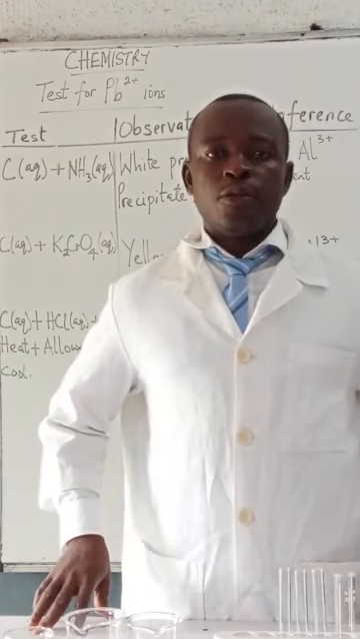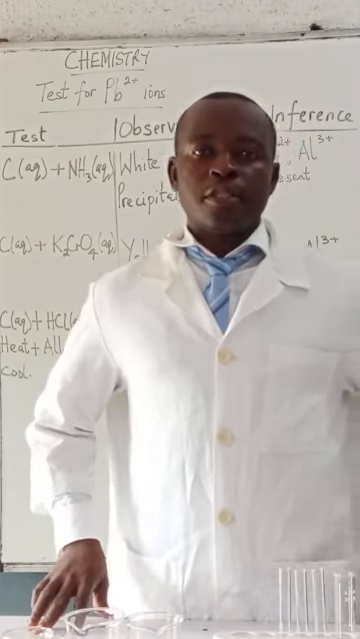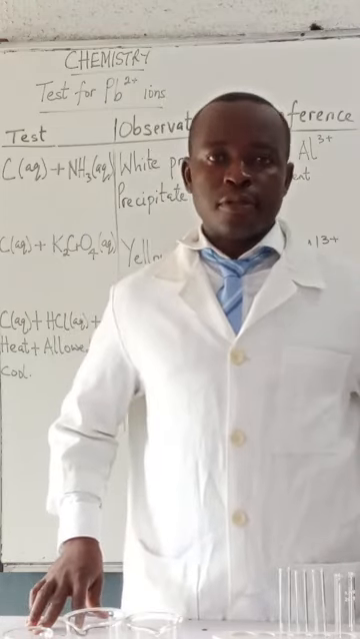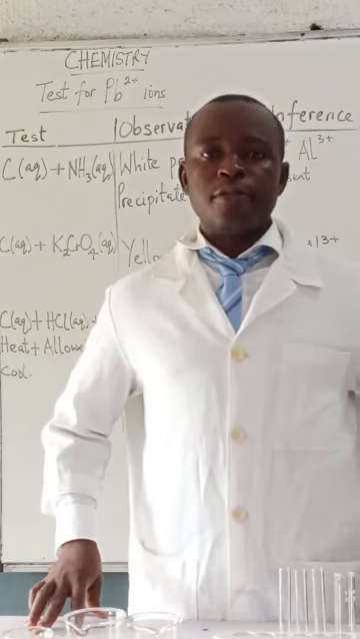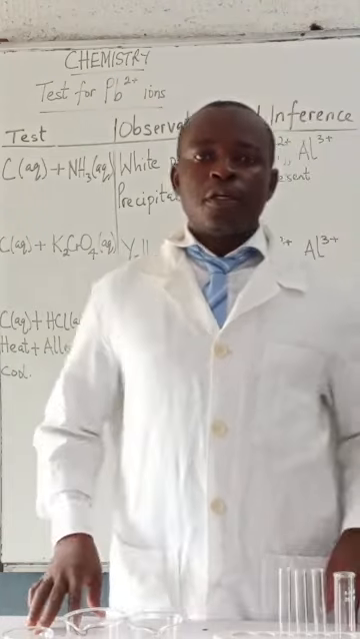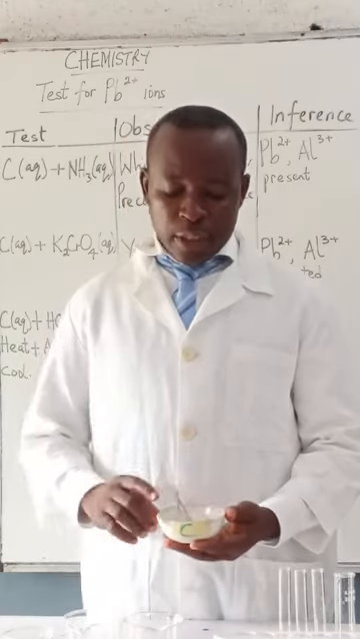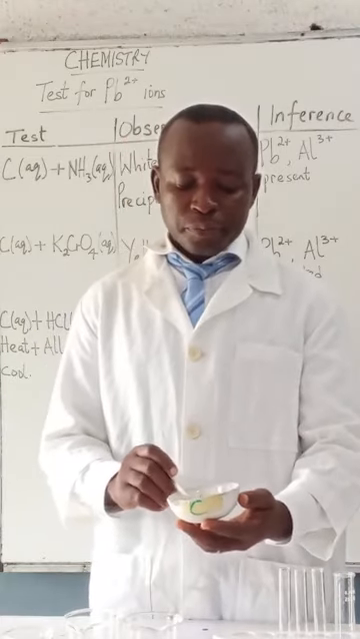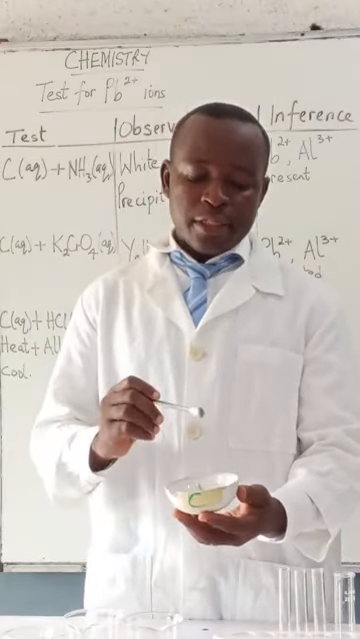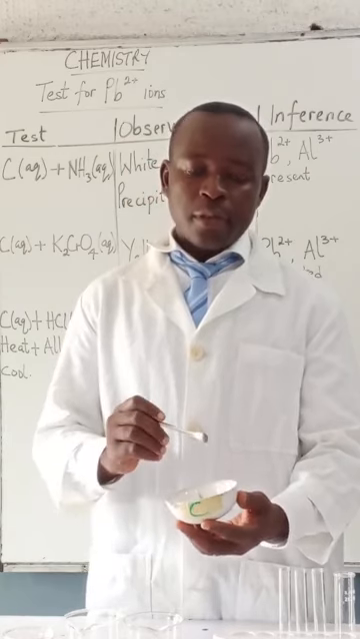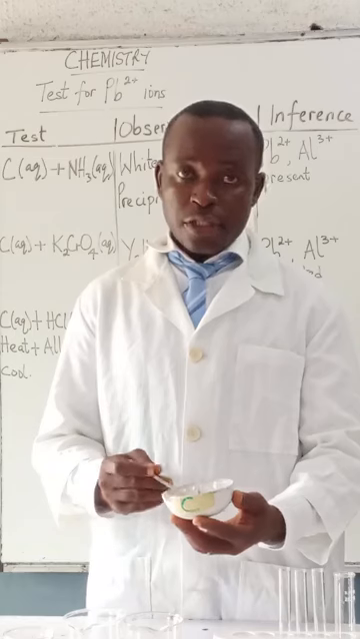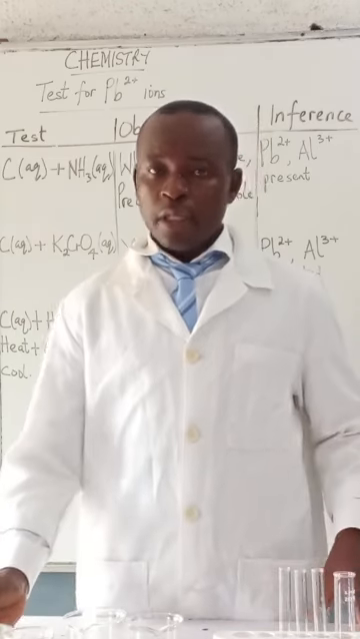Today's class will center on tests for lead-2 ions. To test for lead-2 ion, we need a sample, like this sample C that is here. The sample C is a white crystal. It's in solid form, a crystal.